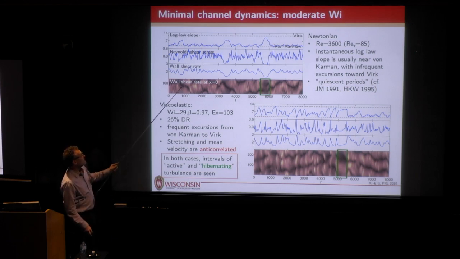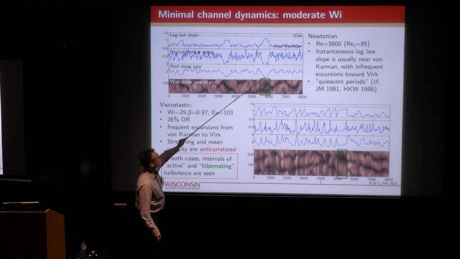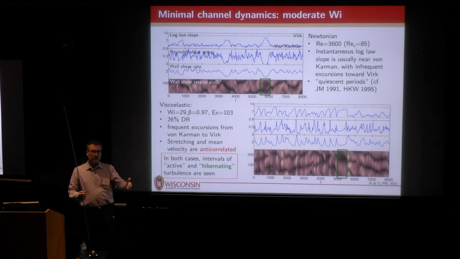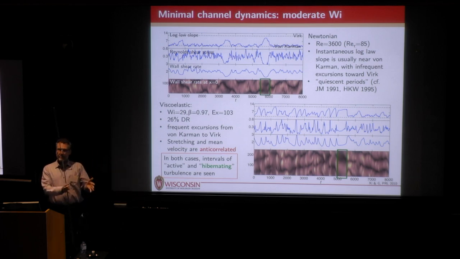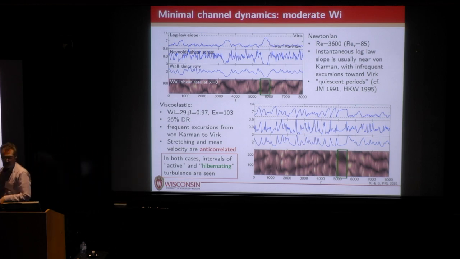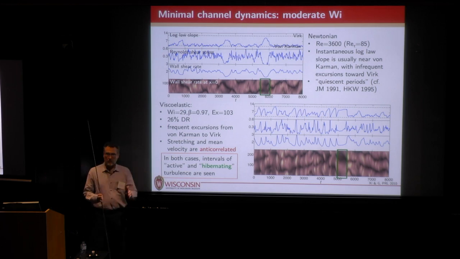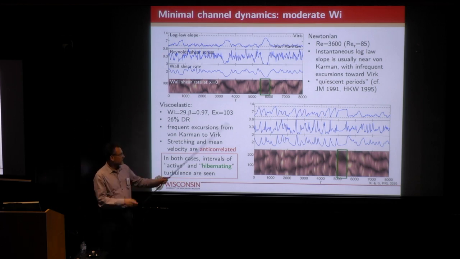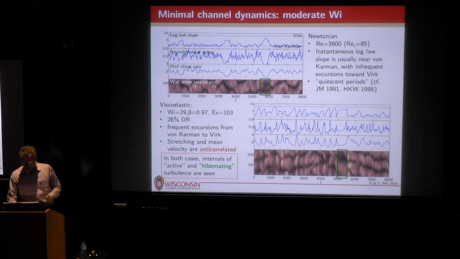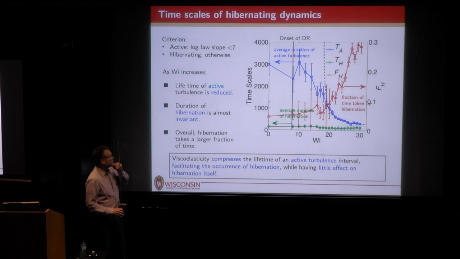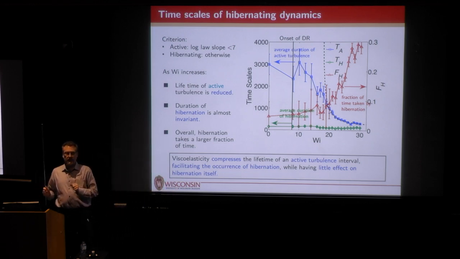Interestingly, even in the Newtonian case, every once in a while you'll see one of those low drag, very quiescent intervals. And actually, Fabian Waleffe is here. He's the W in that paper there. So this had been observed in other simulations in minimal channels. At these low Reynolds numbers, you have this intermittency that becomes much more pronounced in the presence of polymer. So we can characterize that, and we can characterize the average duration of these intervals.